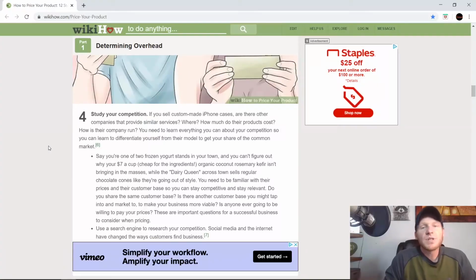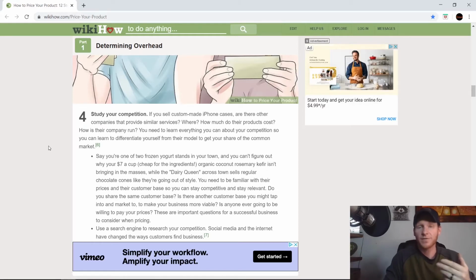Number 4, study your competition. If you sell custom-made iPhone cases, are there other companies that provide similar services? Where? How much do their products cost? How is their company run? You need to learn everything you can about your competition so you can learn to differentiate yourself from their model to get your share of the common market.